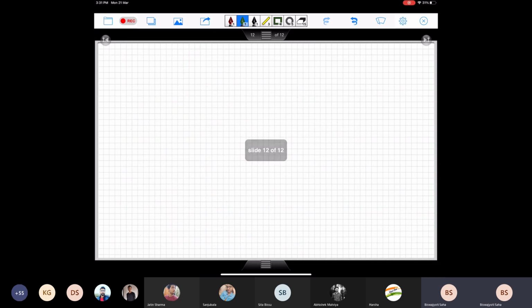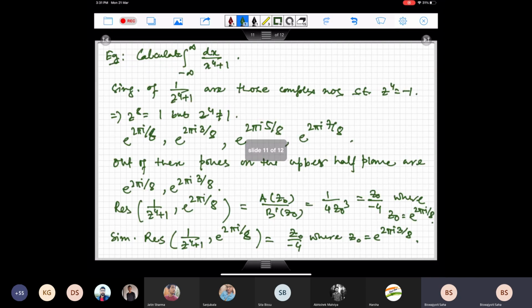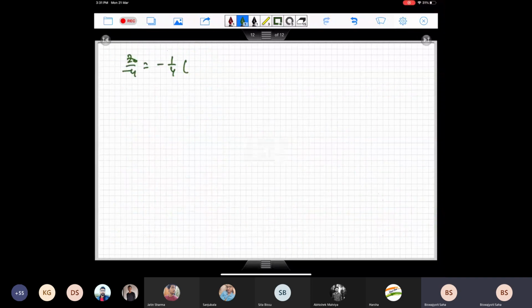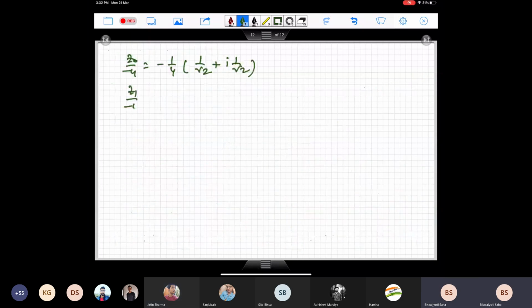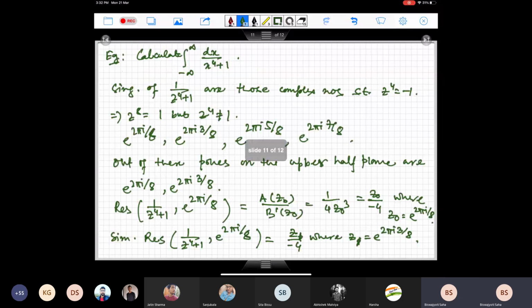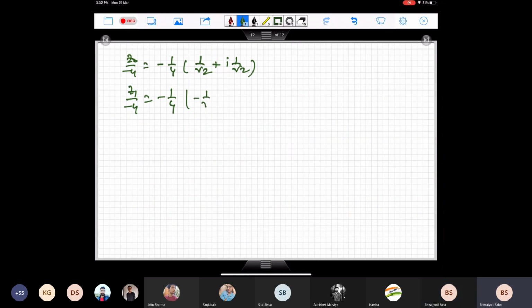So in the first case, the residue, z naught by minus 4, becomes minus 1 over 4 times z1. This one is e to the power 2 pi i by 8, so that's cos pi by 4 plus i sin pi by 4. So this is 1 by root 2 plus i 1 by root 2. That's the first case. Let me write it. This is z1. So z1 by minus 4 is minus 1 over 4 times z1. So what is cos 3 pi by 4? Cos 3 pi by 4 is minus 1 by root 2. Minus 1 by root 2 plus i, and sine is still the same. And therefore, what do I have?